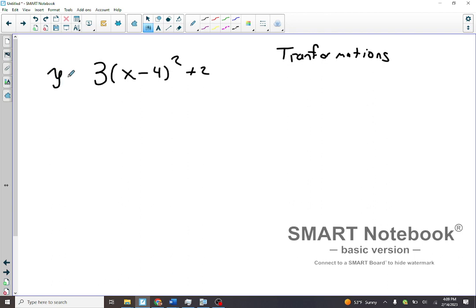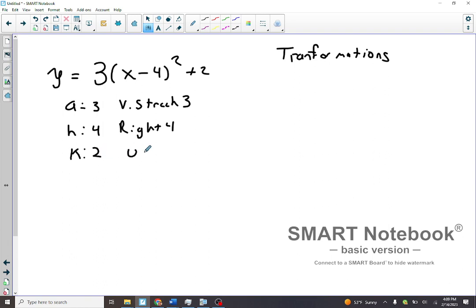I want to talk about this one. So 3 parentheses x minus 4 squared plus 2. I asked for transformations. So since the a value is 3, there's a vertical stretch by 3. H is a positive 4, so that's right 4. And K is a positive 2, so that's up 2. That's all you need to do for that part.